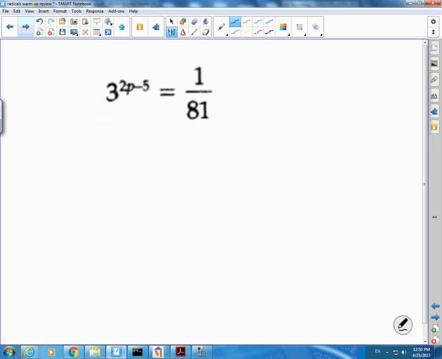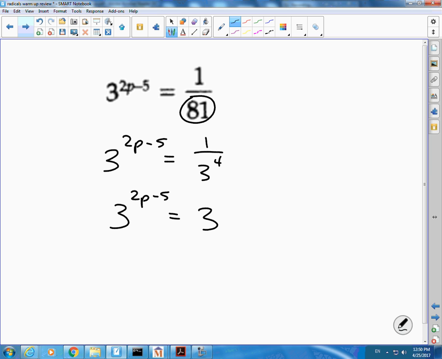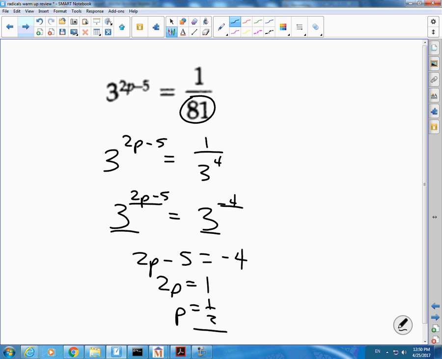Another piece of algebra. The smart way to do this one is to realize that 81 is a power of 3. In fact, it's 3 to the 4, and that I can change this to a 3 being in the numerator if I consider that 3 to the -4. So if this base has that power and it equals the same base to this power, those two powers must equal each other. So then 2p must equal 1, so p must equal 1/2.